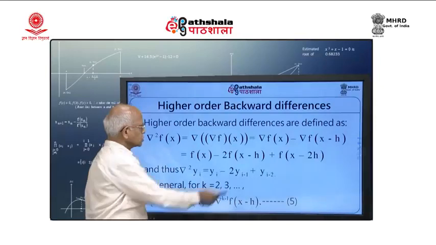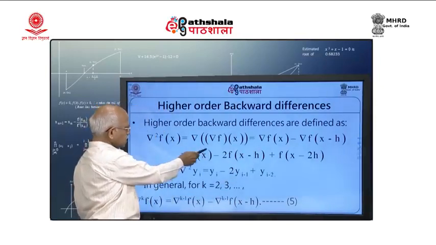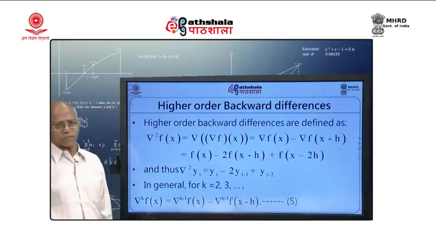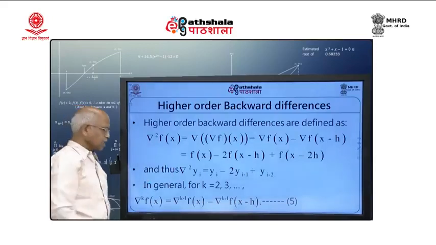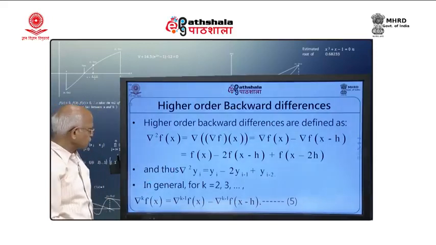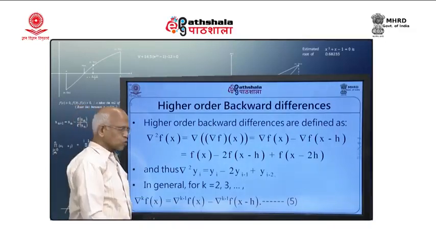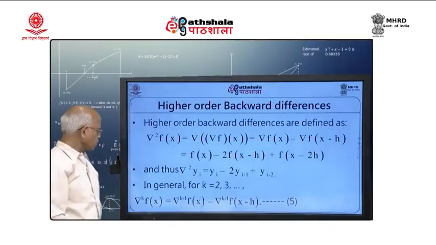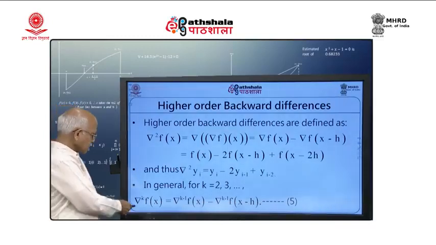So, this again minus minus plus it will make it, and so it will be ultimately f(x) minus 2 f(x minus h) plus f(x minus 2h). So, this is what we will be getting, and in terms of y_i, if you write, it will be del square y_i, which will be equal to y_i minus 2 y_(i minus 1) plus y_(i minus 2). In general, for k equal to 2, 3 onwards, we will be getting delta k.